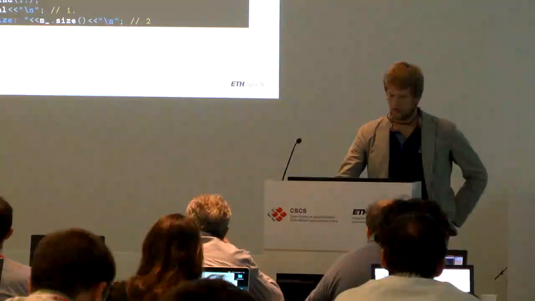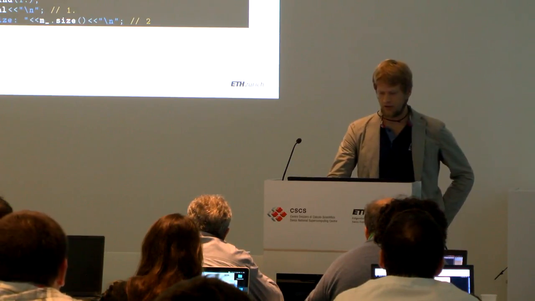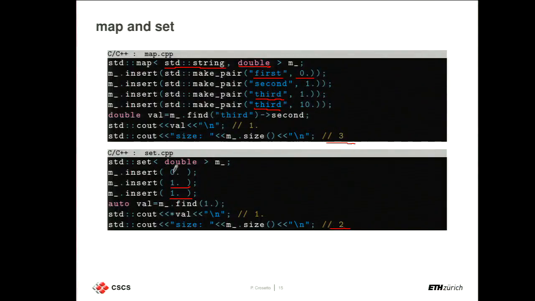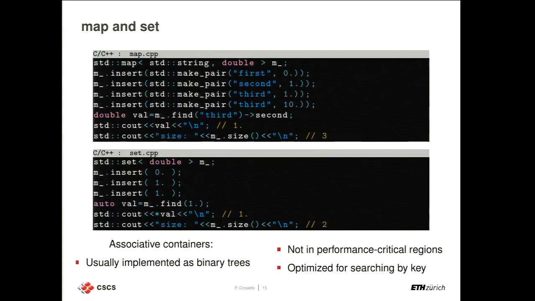Set is very similar. It's just like a map where the key is the value. I have, for instance, a set of doubles. I insert the same value twice, and I get size 2. And if I have multiset, the size will be 3. And this insert returns an iterator in both cases. There are also other ways to query by keys, but they should not be used in performance critical regions. Normally queue or vector are efficient for the performance critical part.